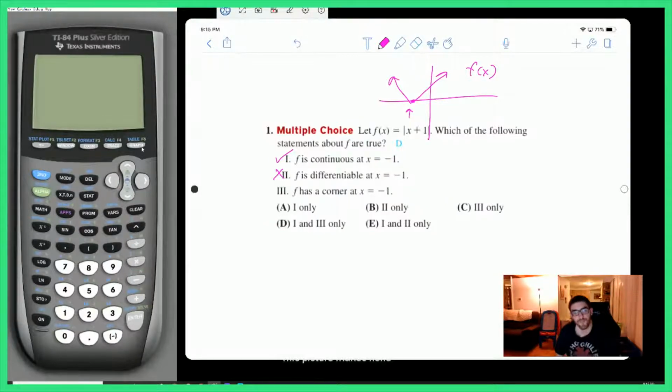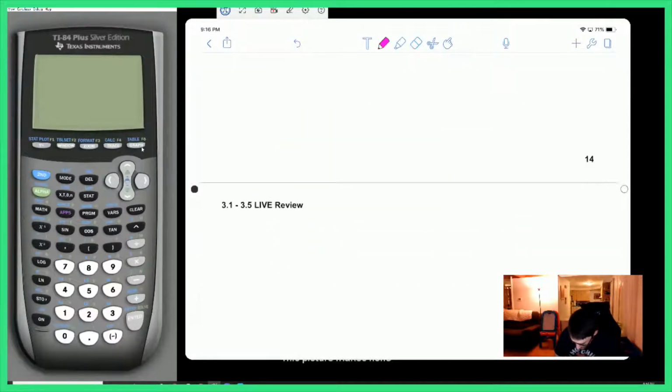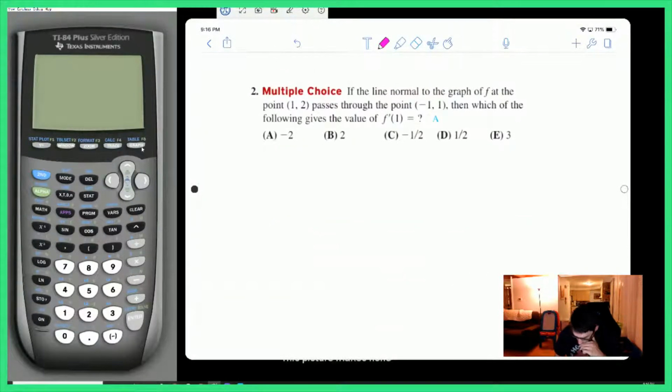F has a corner at x equals negative 1. Yeah, that's absolutely the type of differentiability there. So that's true. F does have a corner there. So I think it's going to be D. We have a corner at the value negative 1. All right. Okay.